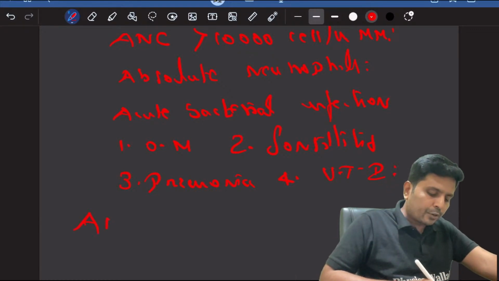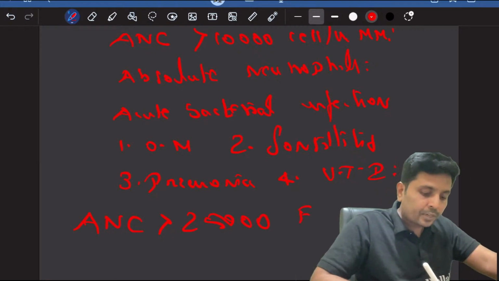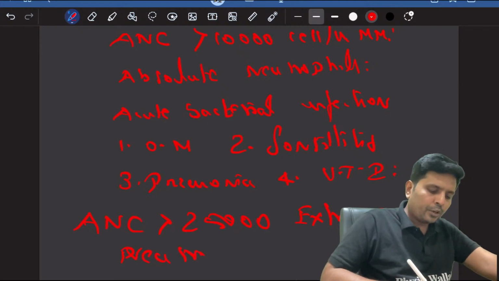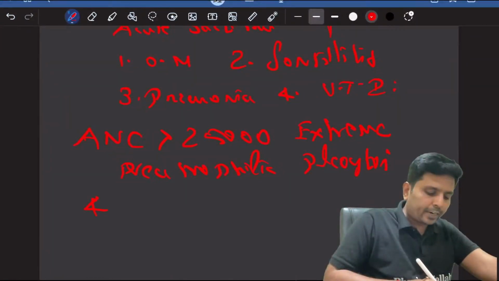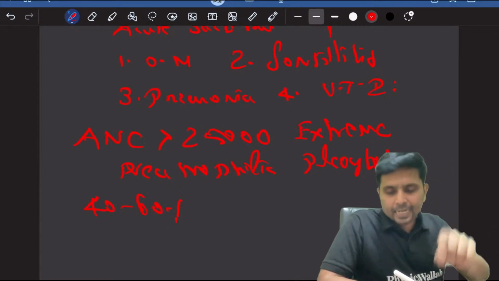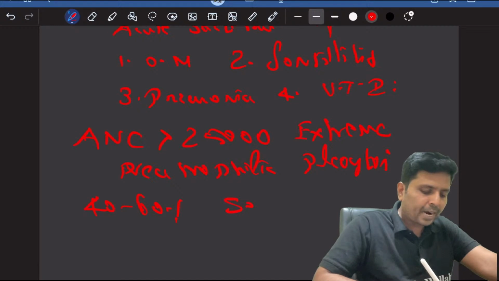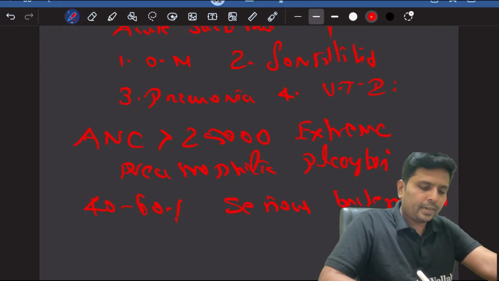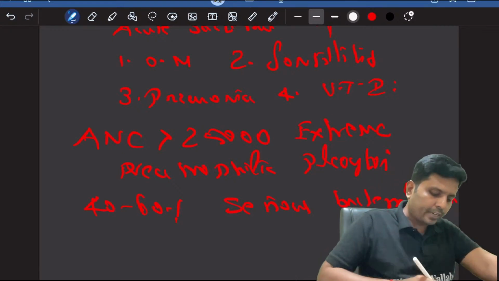Remember, an absolute neutrophil count of more than 25,000 is called extreme neutrophilic pleocytosis. Remember, almost 40 to 60% of children with this value will definitely have a serious bacterial infection. Right. Then what about absolute lymphocyte count?